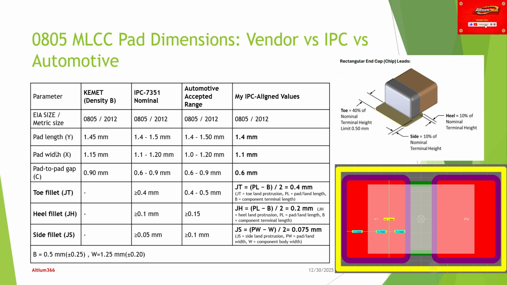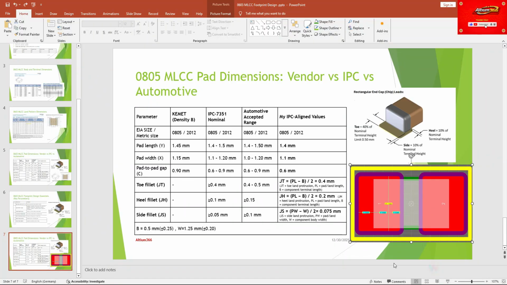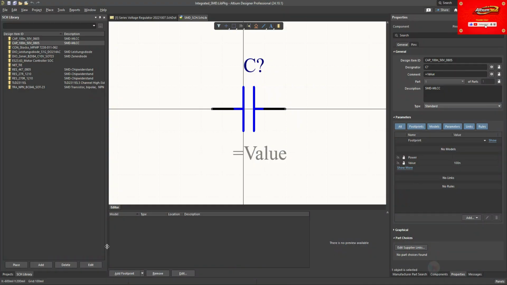And apart from that, this pad to pad gap, which is this one, from the CAMET it's 0.9, IPC recommended 0.6 to 0.9, and then automotive accepted range is 0.6 to 0.9 millimeter, and I'm also going to use 0.6 millimeter here. So let me go to the Altium and start the footprint.